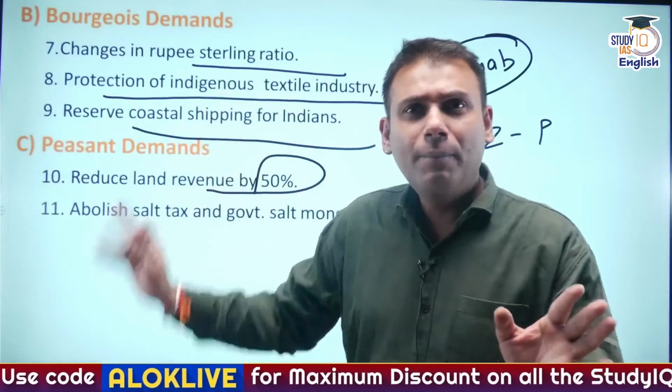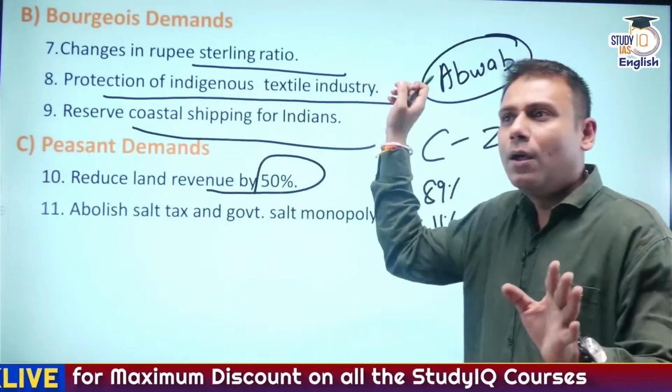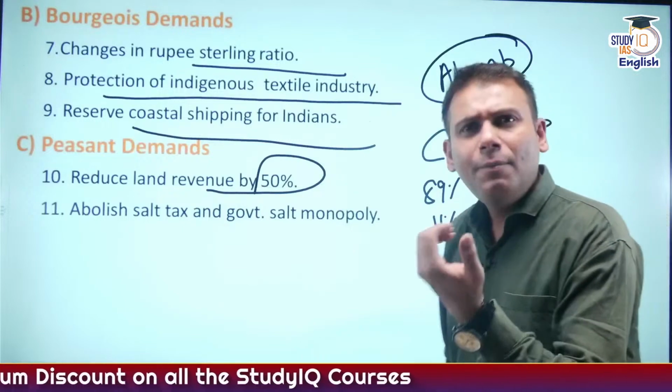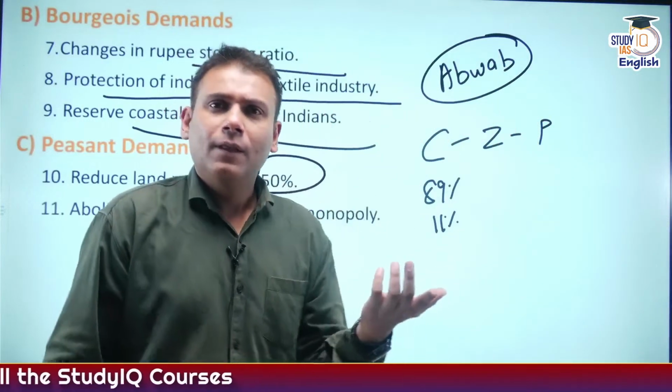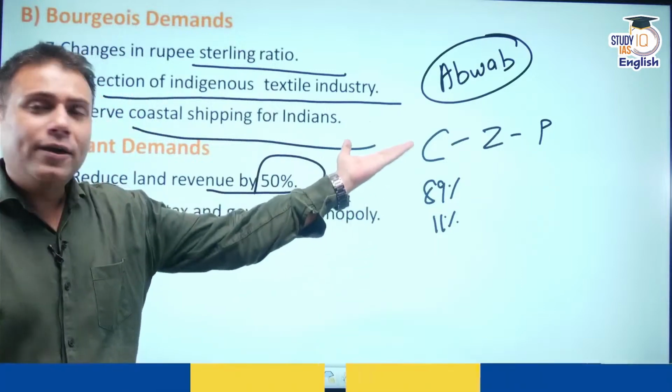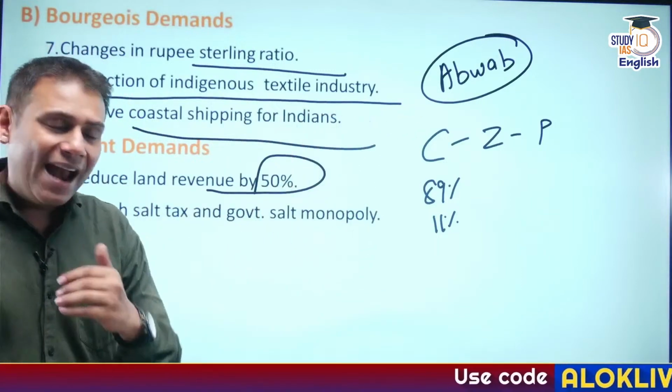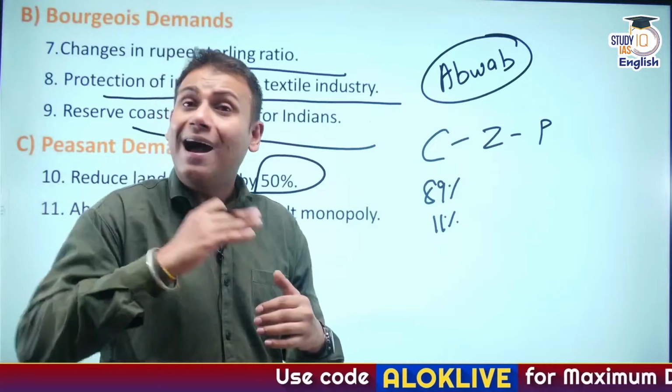The rent was fixed. But what did the Zamindar do? They went for abwab. What is abwab? Arbitrary enhancement of the rent. Correct? So the Zamindar exploited the peasants a lot. And the land revenue was exorbitant, very high.